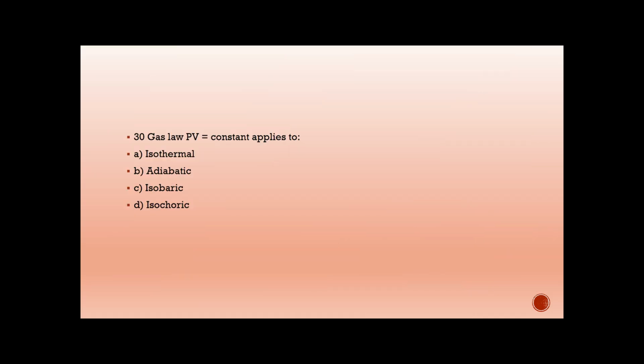Gas law PV equals constant applies to isothermal, adiabatic, isobaric, or isochoric. So the answer is adiabatic. For adiabatic process, PV raised to gamma is constant.